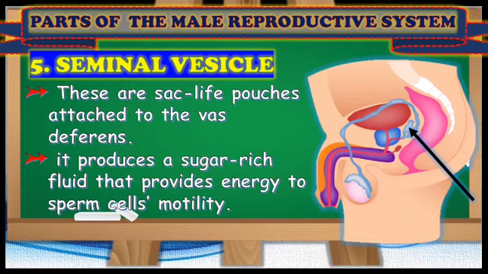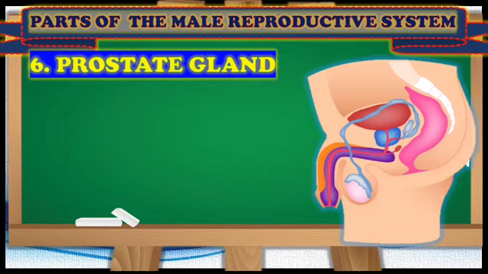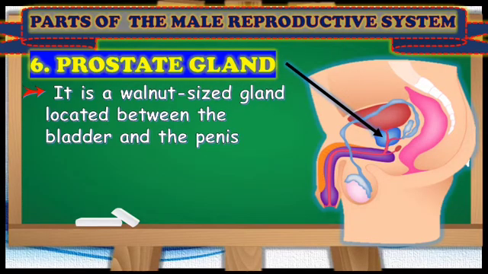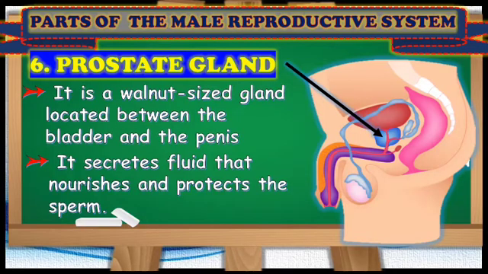So next part is the prostate gland. Nasaan kaya yung prostate gland dyan? So that is the prostate gland. So the function is, it is a walnut-sized gland located between the bladder and the penis. And its function is to secrete fluid that nourishes and protects the sperm. So siya yung nagbibigay ng fluid to nourish and protect the sperm.